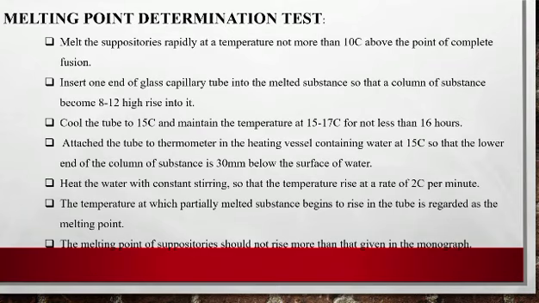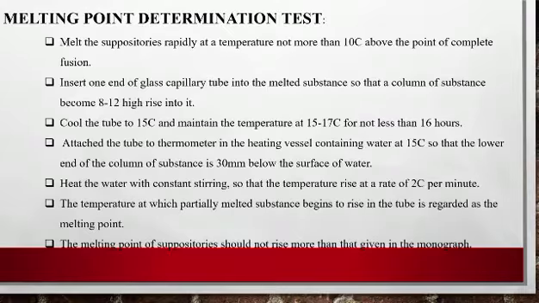The column of the substance should rise 8 to 12 mm high in the tube. Cool the tube to 15 degrees Celsius and maintain the temperature at 15 to 17 degrees Celsius for not less than 16 hours. Attach the tube to the thermometer in the heating vessel containing water at 15 degrees Celsius, so that the lower end of the column of the substance is 30 mm below the surface of the water.